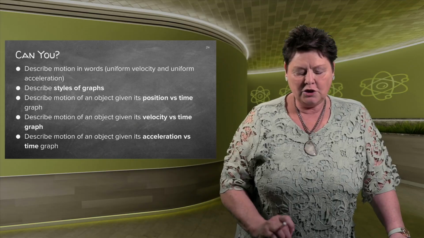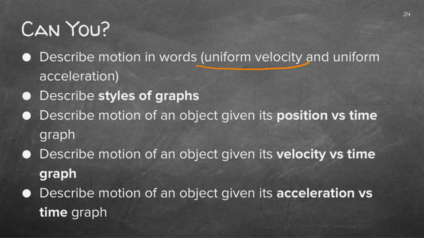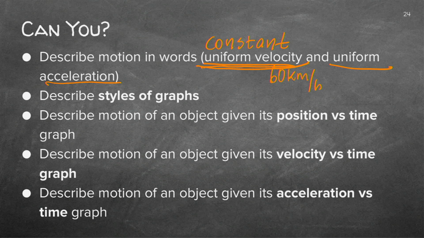Right. Do you now have an idea what uniform velocity and uniform acceleration means? It means it stays the same. In terms of uniform, I could also use the word constant velocity. If you are driving in a car and you put the car's speed control on 60 kilometers per hour, you are moving at a uniform velocity. That means you're not accelerating.